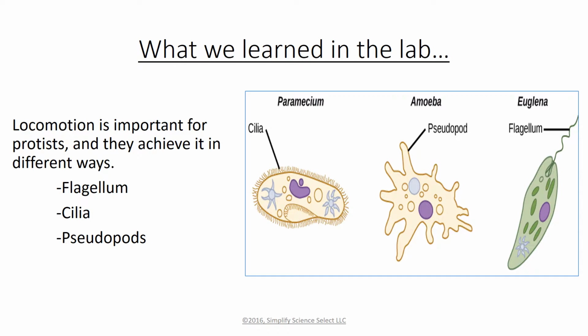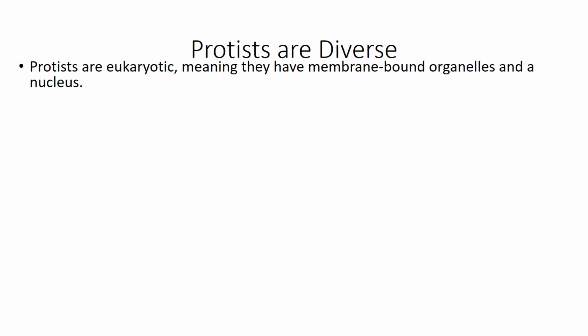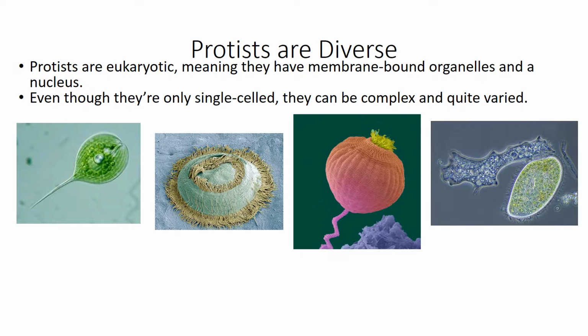We saw movement through flagellum, we saw movement through cilia, and we saw movement through pseudopods. Each of them, very different than the next one, really. So protists are very diverse. They're eukaryotic, meaning they have membrane-bound organelles and a nucleus. So they have that level of organization because they're so large. Even though they're only single-celled, they can be quite complex and quite varied.